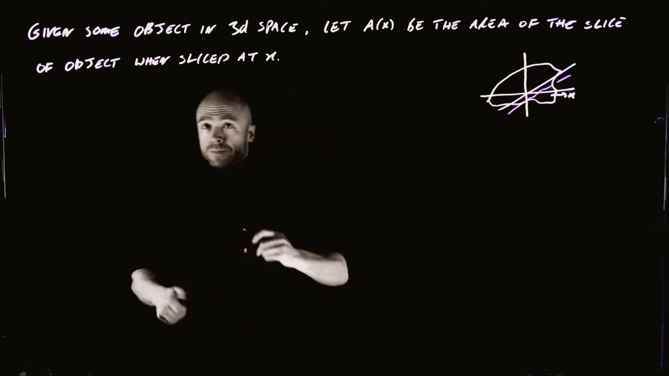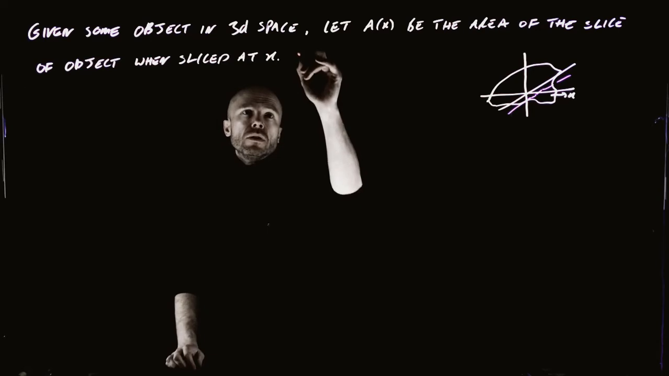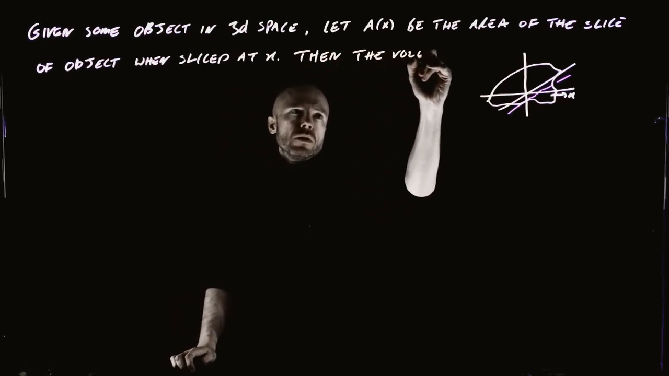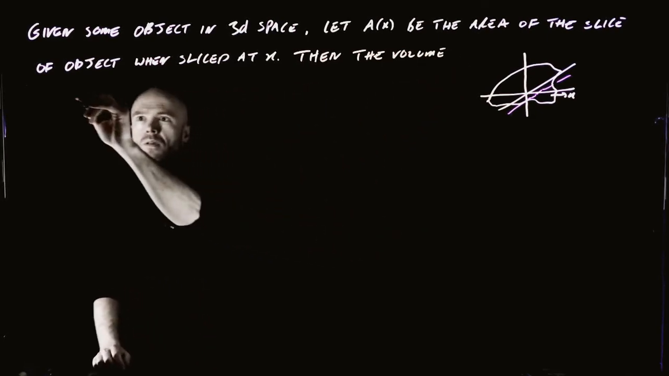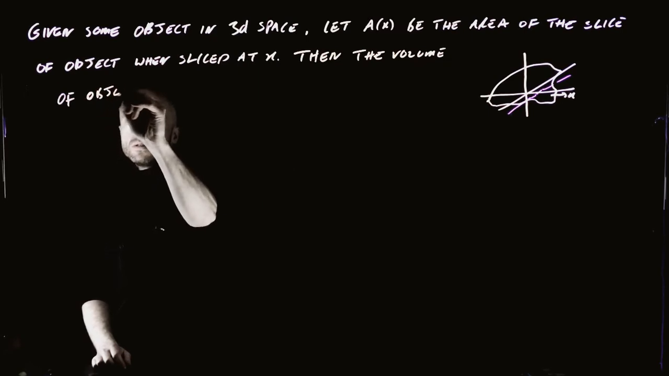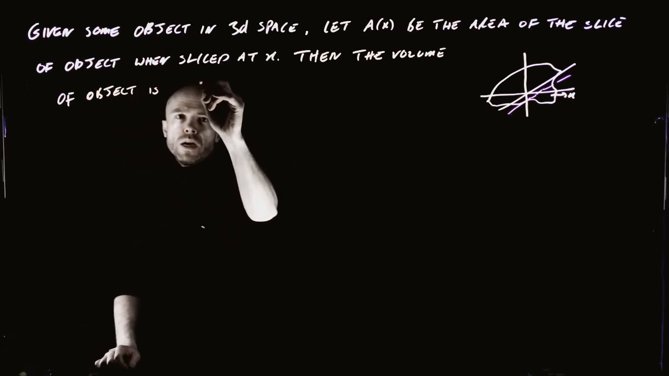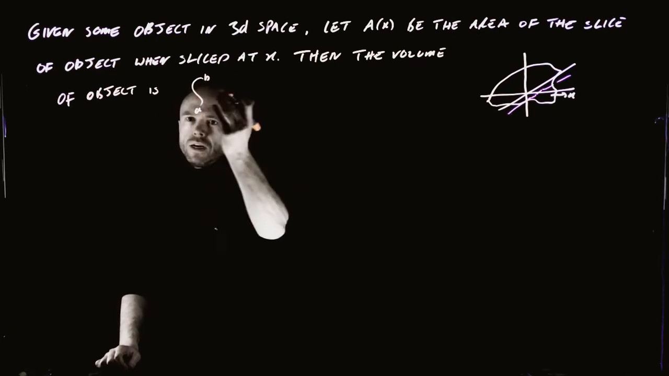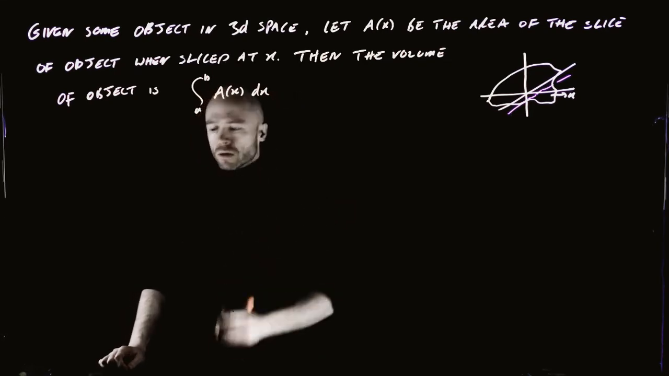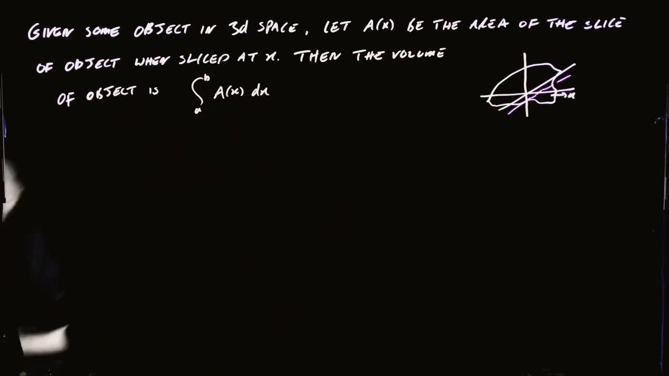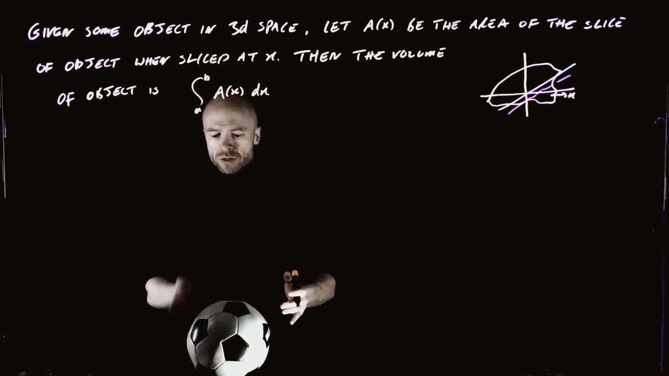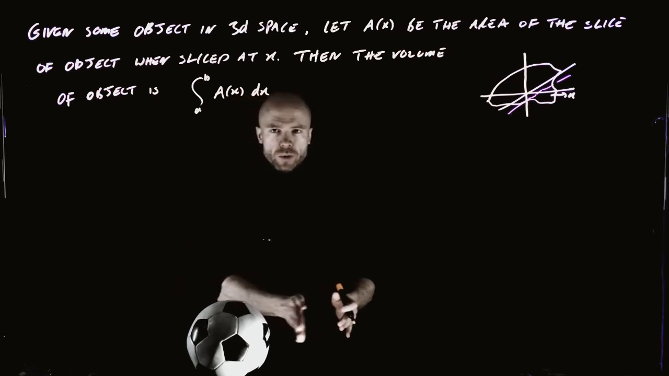Okay, now if we do that, then the volume of the object is given by the integral from wherever we start to get non-zero slices to wherever it ends of A of x, right? So as in the soccer ball case here, if we're slicing over here, we totally miss the soccer ball, there's nothing, right? So A is where we start to get something, and then B is where it ends.